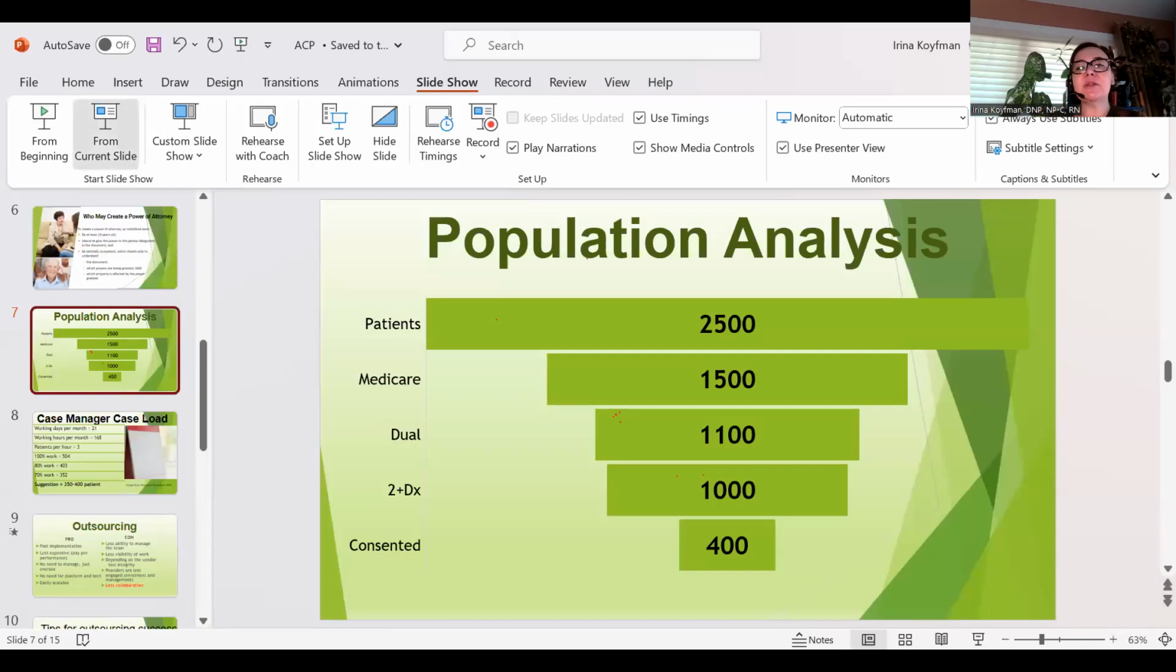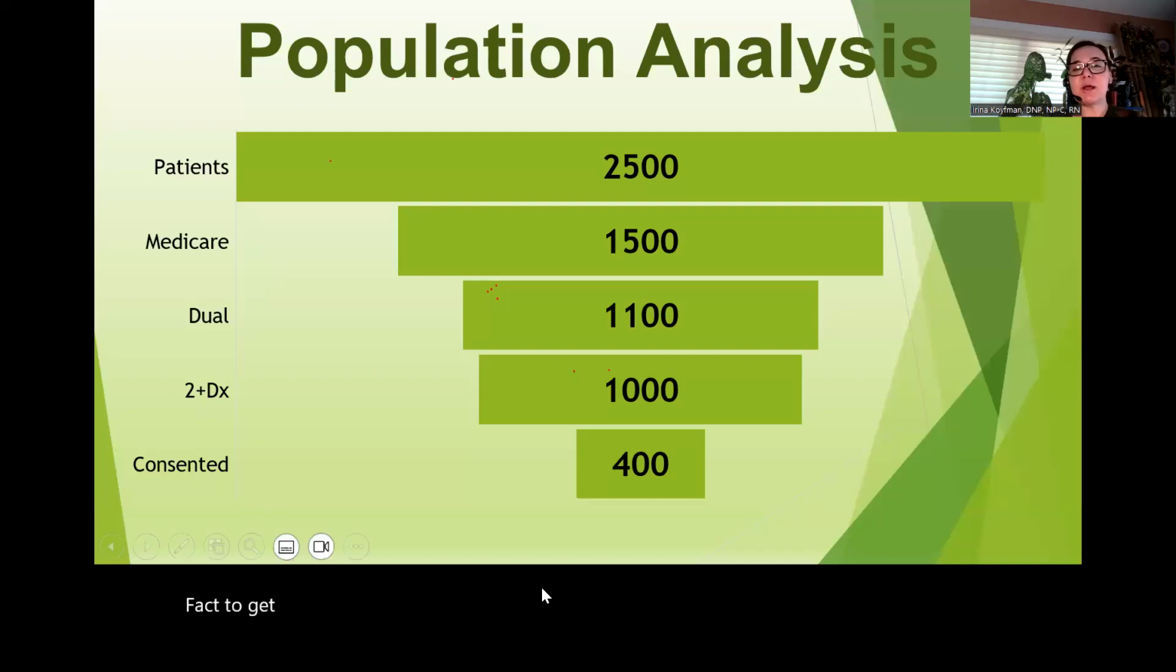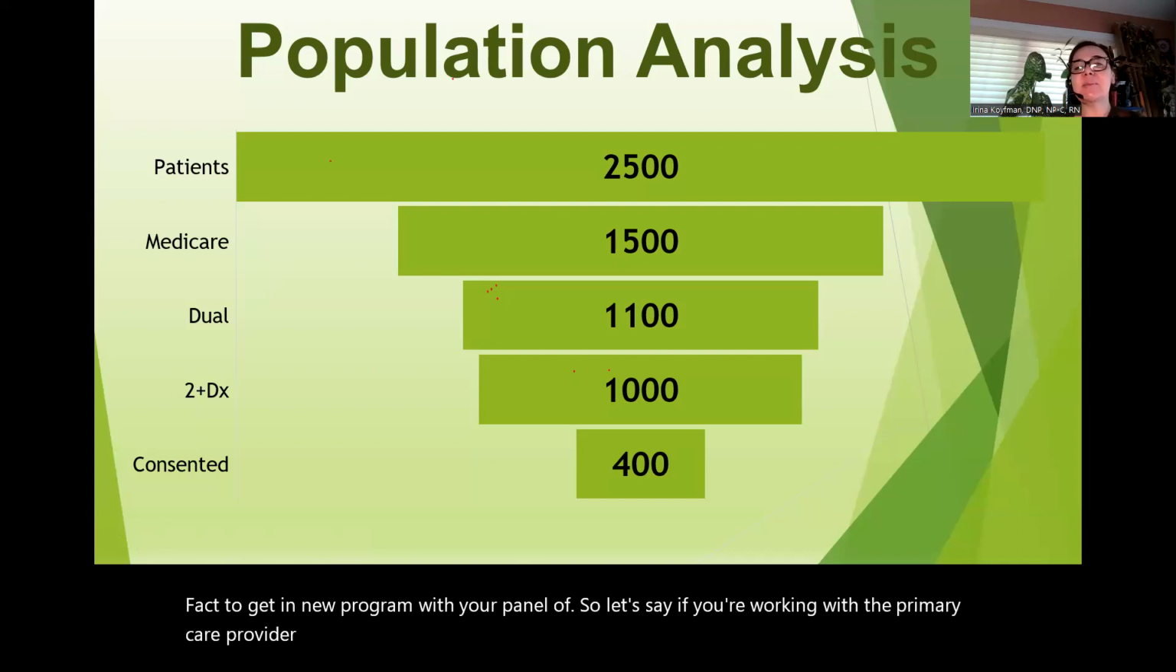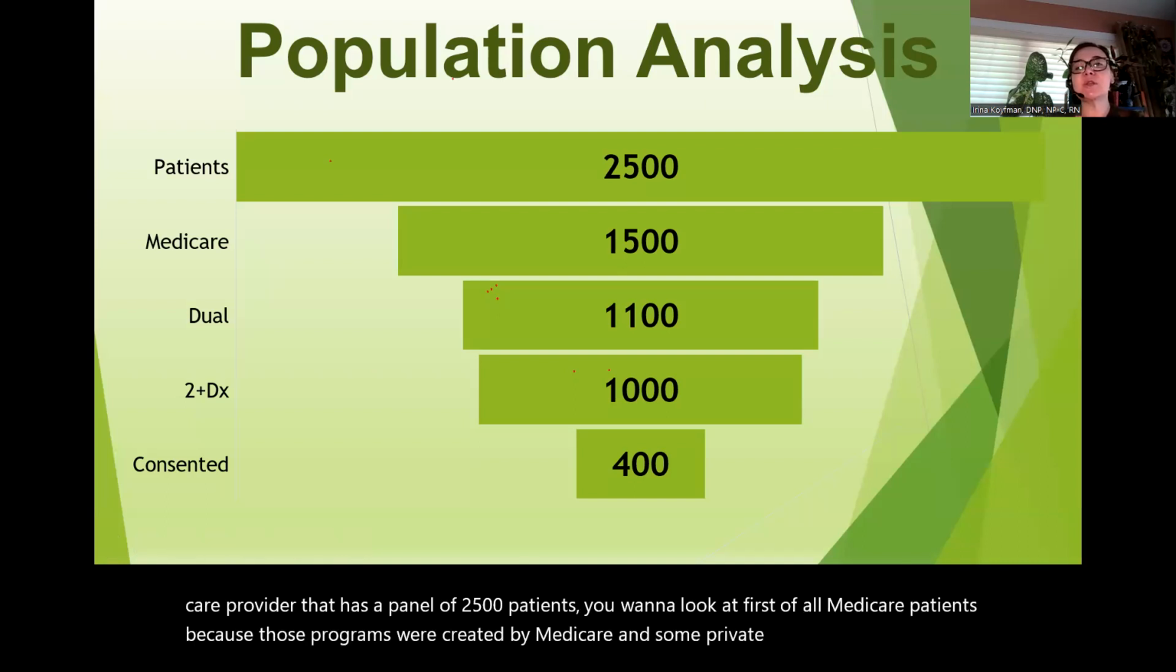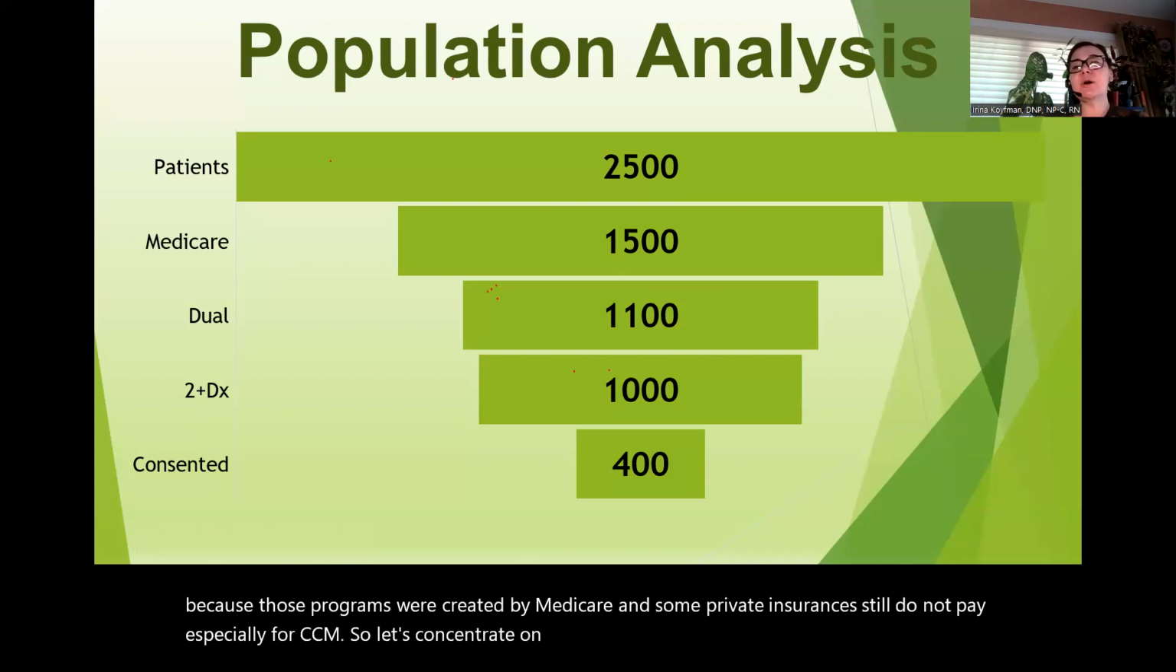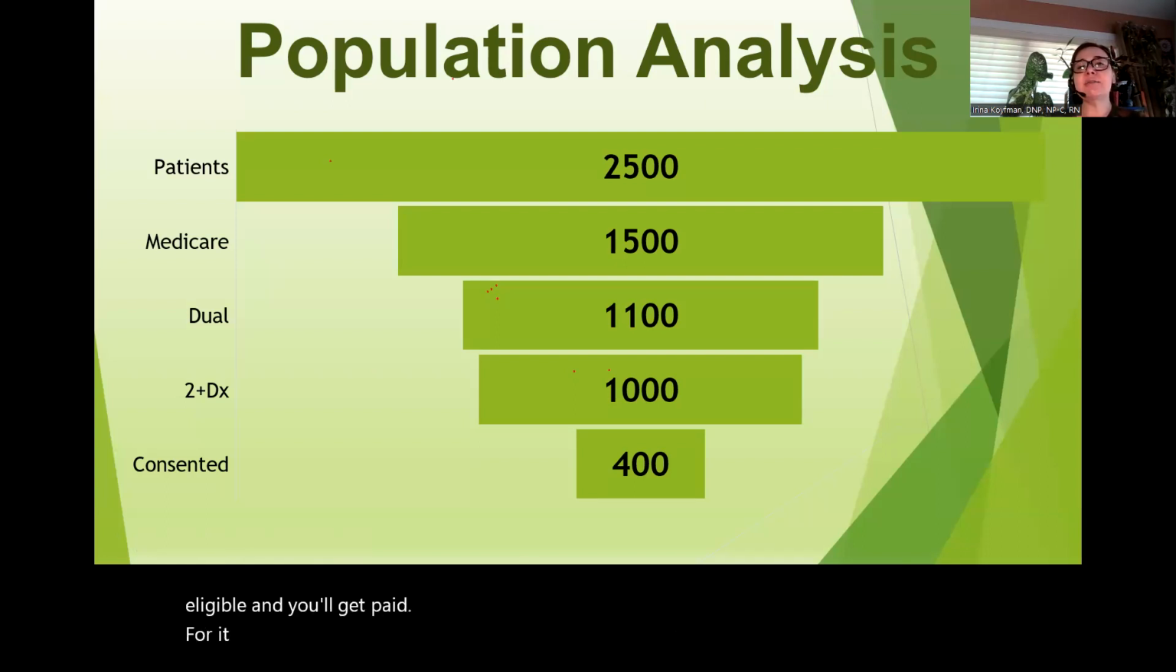How many people can you expect to get into the program with your panel? So let's say you're working with a primary care provider that has a panel of 2,500 patients. You want to look at, first of all, Medicare patients, because those programs were created by Medicare and some private insurances still do not pay, especially for CCM. So let's concentrate on what we know, people that will be eligible and you'll get paid for it. So out of 2,500, maybe 1,500 have Medicare.